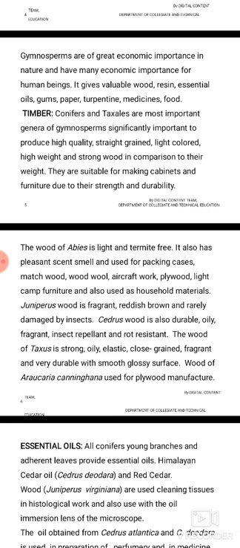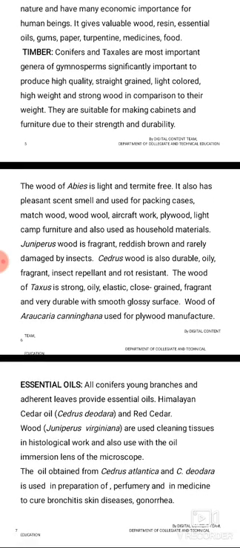Essential oils. All conifer young branches and adherent leaves provide essential oils. The Himalayan cedar oil, that is Cedrus deodara, and red cedar wood, that is Juniperus virginiana, are used for clearing tissue in histological work and also used with the oil immersion lens of the microscope. The oil obtained from Cedrus atlantica and Cedrus deodara is used in preparation of perfumery and in medicine to cure bronchitis, skin disease, gonorrhea.